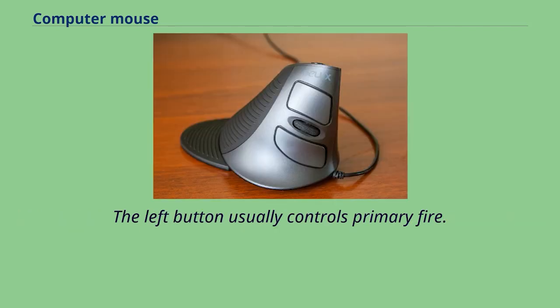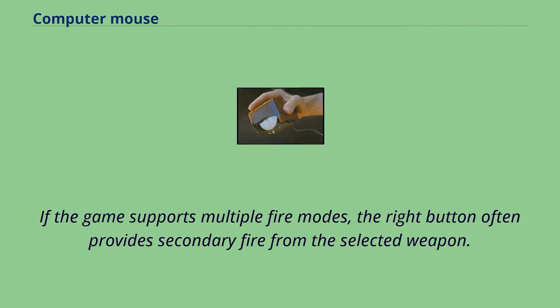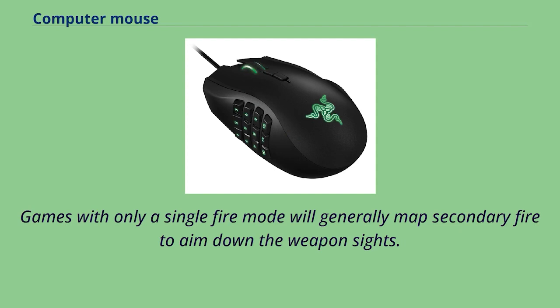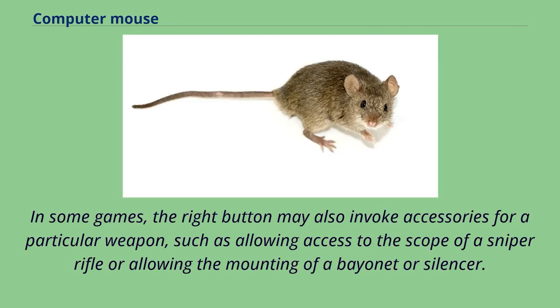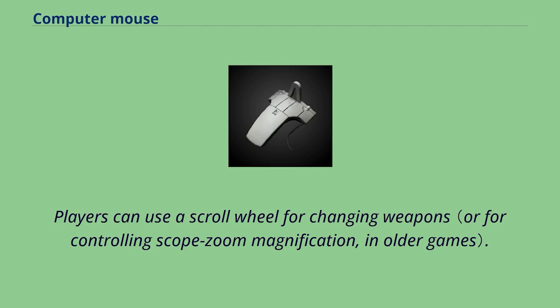The left button usually controls primary fire. If the game supports multiple fire modes, the right button often provides secondary fire from the selected weapon. Games with only a single fire mode will generally map secondary fire to aim down the weapon sights. In some games, the right button may also invoke accessories for a particular weapon, such as allowing access to the scope of a sniper rifle or allowing the mounting of a bayonet or silencer. Players can use a scroll wheel for changing weapons.